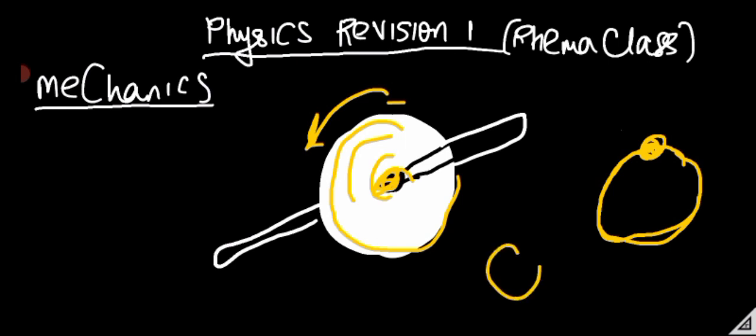So rotational motion can be undergone by a wheel, a tire of a vehicle. It undergoes rotational motion. Are we getting it now? Yeah, because the whole tire is rotating.